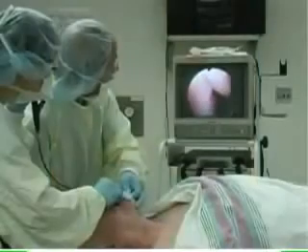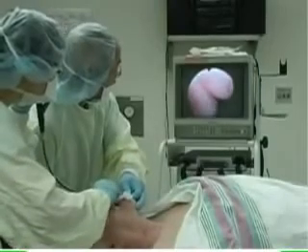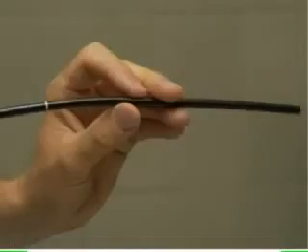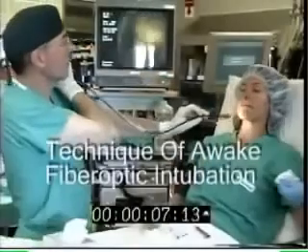When a video camera is coupled to a fiberoptic bronchoscope, the divot must be adjusted to the 12 o'clock position to maintain correct orientation. The practitioner's non-dominant hand holds the shaft of the bronchoscope between the thumb and the index finger, a few centimeters proximal to the tip. The patient is placed in a semi-sitting position.